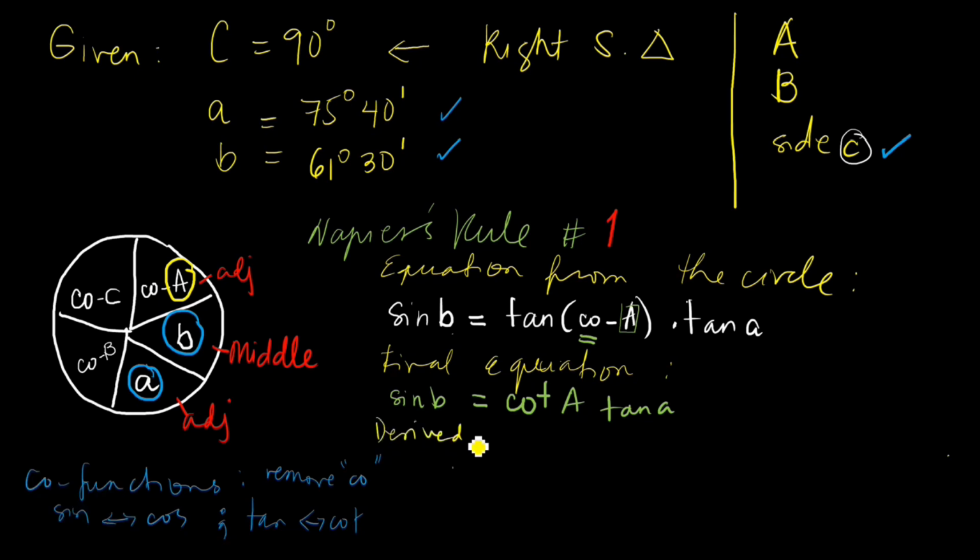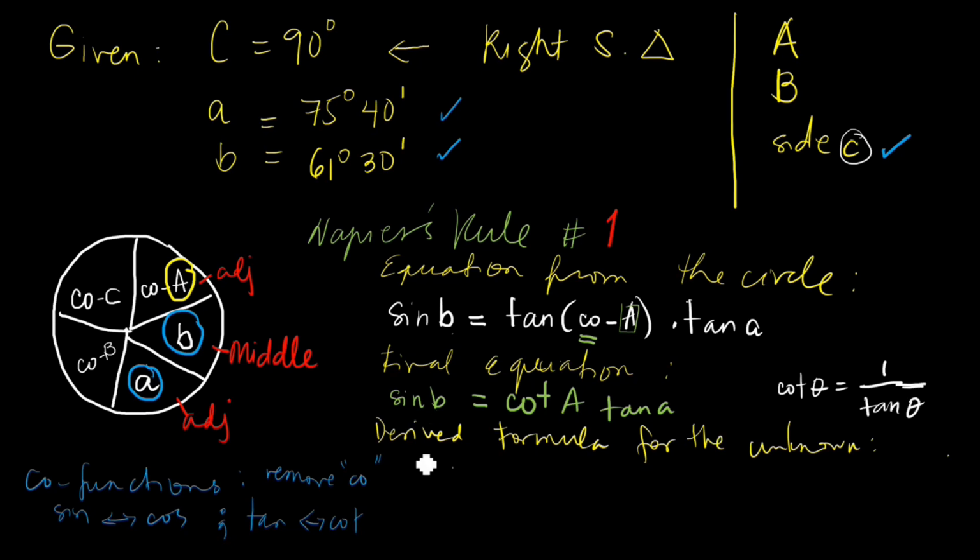So, derived formula. Derived formula for the unknown. In deriving the formula for the unknown, the first thing that you need to do is write cotangent in terms of tangent by making use of an identity. Remember that cotangent theta equals 1 over tangent theta.